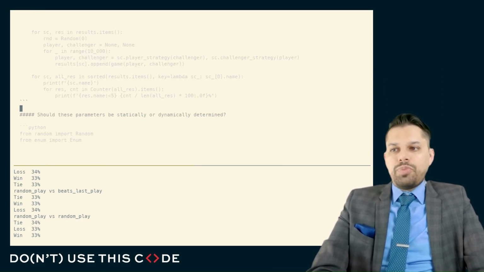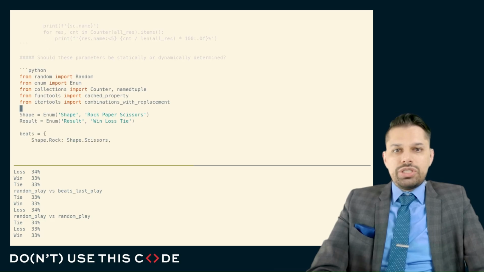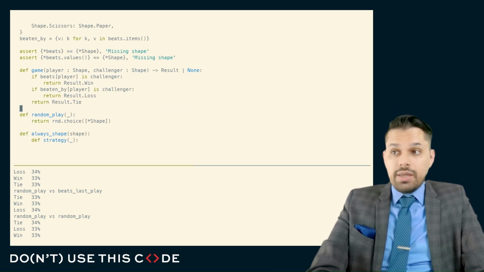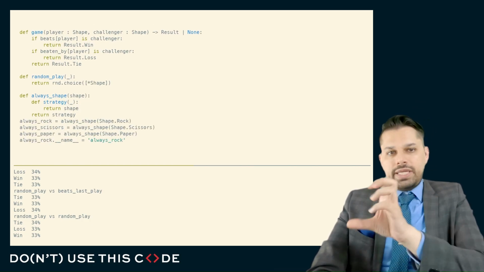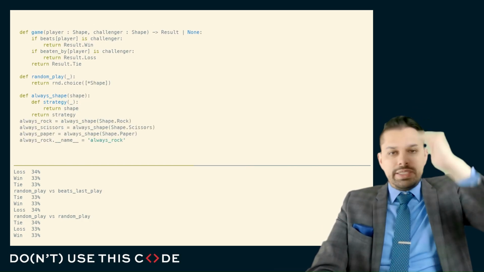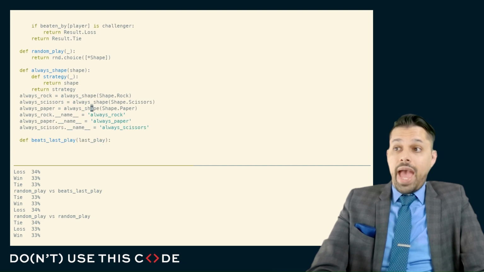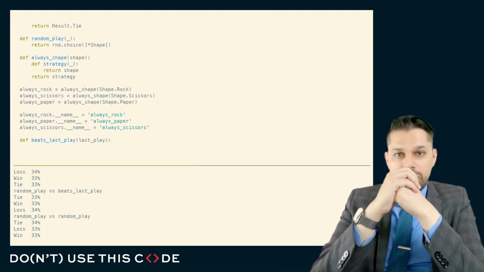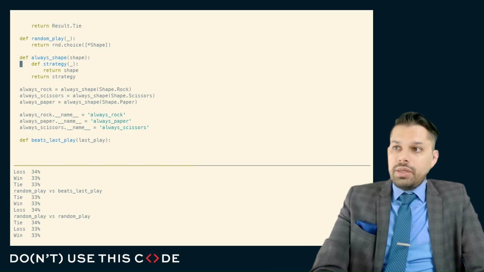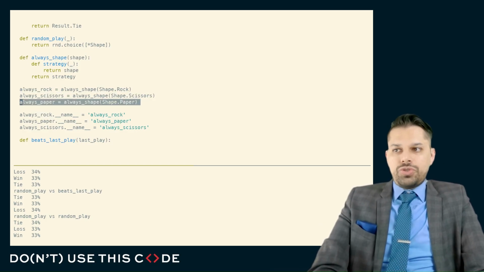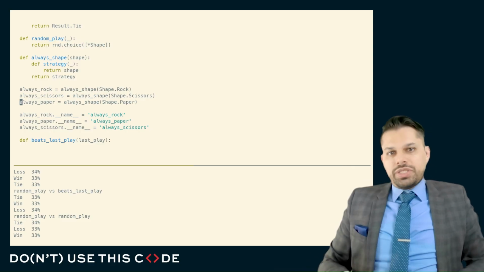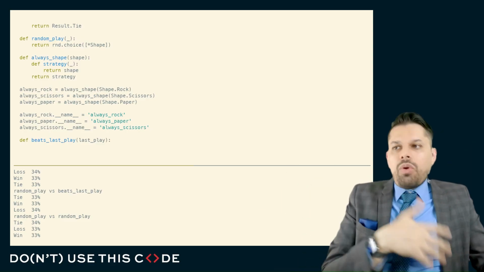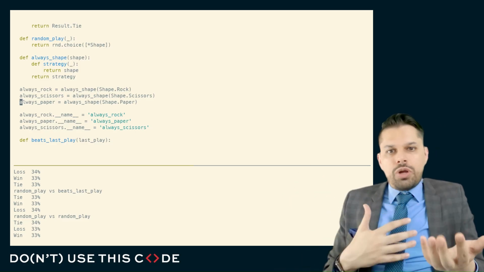Okay, I can read that output. Or another option I could do is I could take these parameterized strategies and I could specify them statically, not dynamically. That is, instead of specifying them as part of my scenario setup, I could specify them at the module level. And I could use this dynamic definition of a function as a helper for me to define always rock, always scissors, and always paper. But then if this is a module that somebody's importing, they don't have to then go through the same always shape, pass in shape.rock. They could just import always rock, always scissors, or always paper.